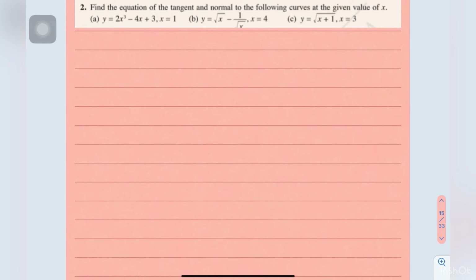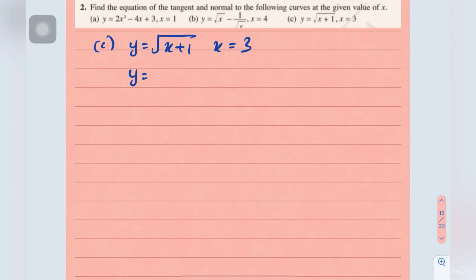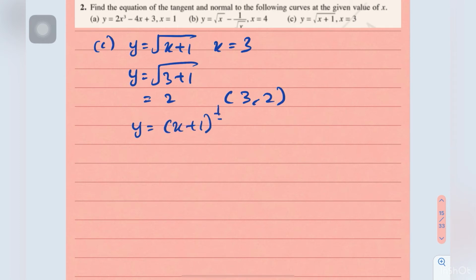Okay, c, here y equals square root of x plus 1, when x equals 3. Find coordinate y first. So square root of 3 plus 1, that is 4, square root is 2. So the coordinate is (3, 2). Okay, so find dy/dx. So y equals (x plus 1) to the power of half. So dy/dx is 1 over 2 times (x plus 1) to the power of -1/2 times 1.